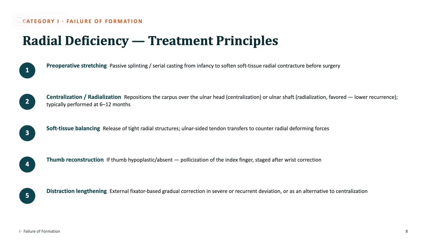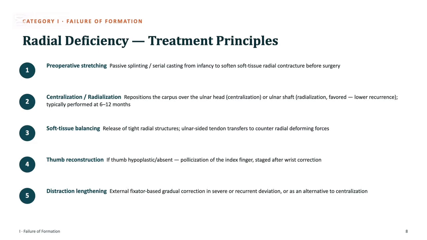We treat the radial deficiency according to the degree and according to the timing. First, for the degree, like first or second degree, preoperative splinting. The splinting aims to stretch and decrease the contracture of the joint and ligaments around, but not to lengthen the bone.